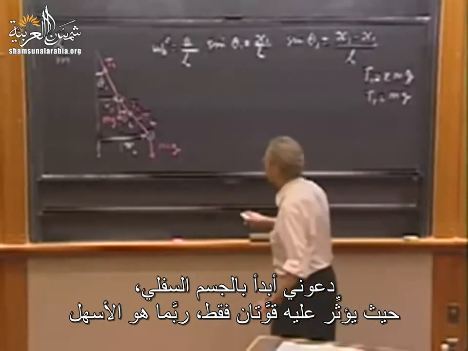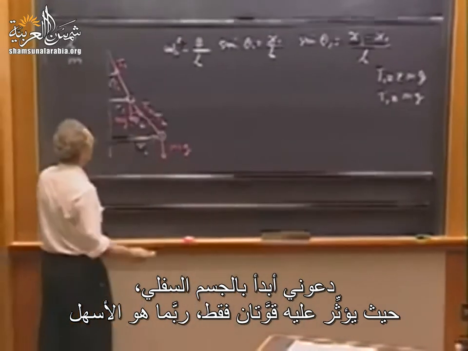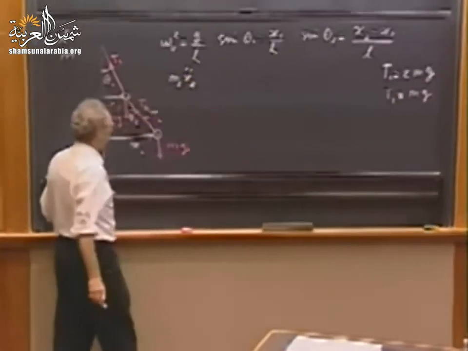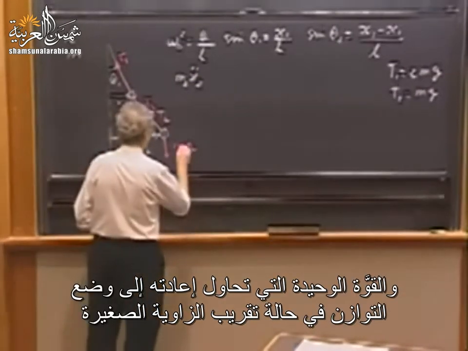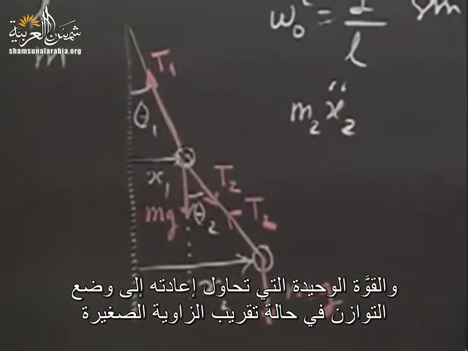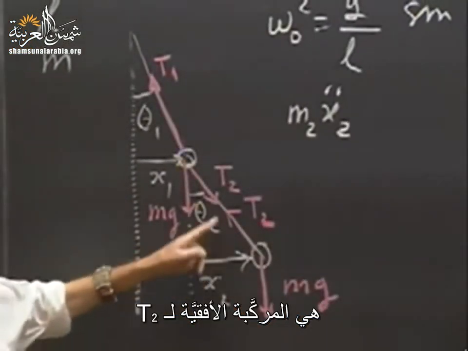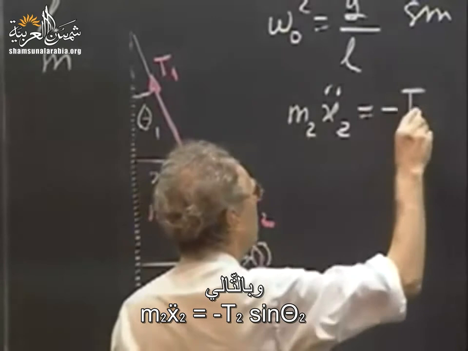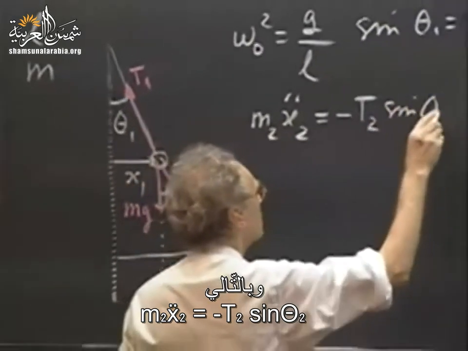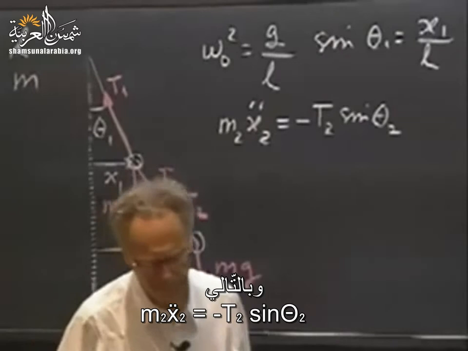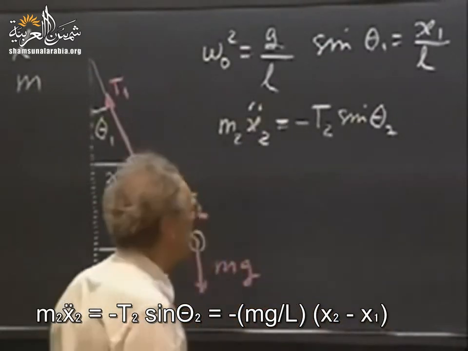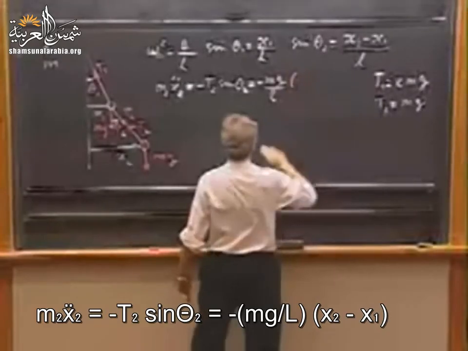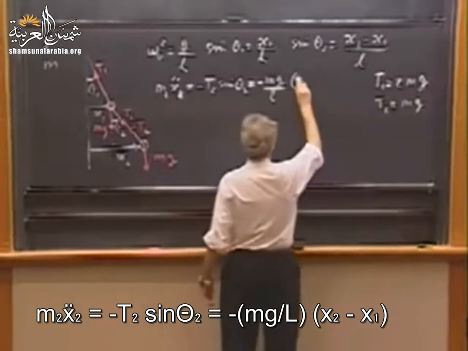So let me first start with the bottom one that has only two forces on it, so that may be the easiest. M2 x2 double dot. The only force that is driving it back to equilibrium in the small angle approximation is the horizontal component of the T2. So that equals minus T2 times the sine of theta 2. And for that I can write minus mg divided by L times x2 minus x1.